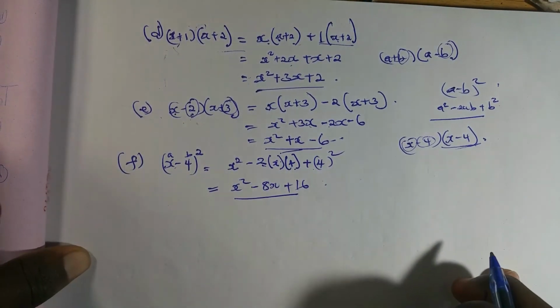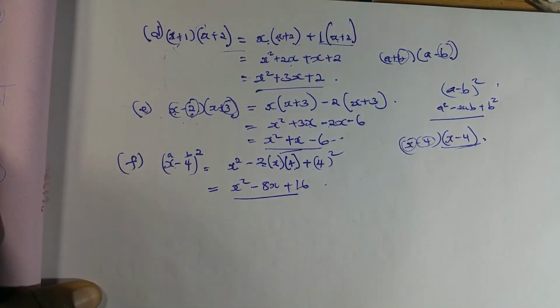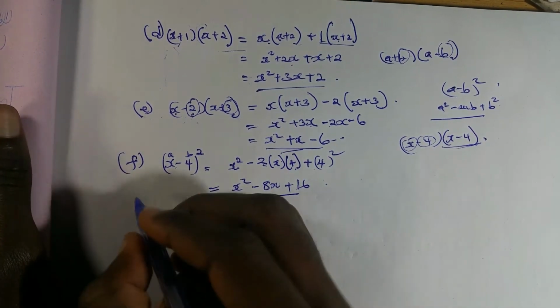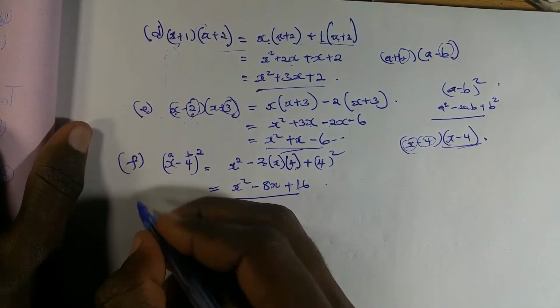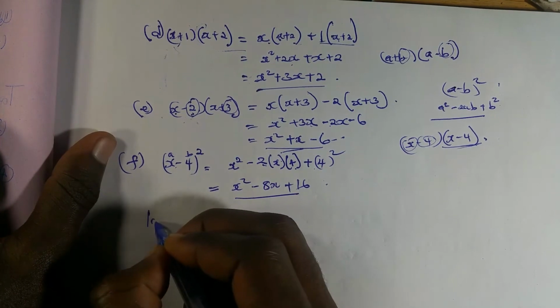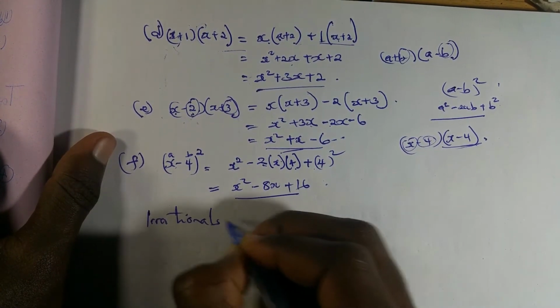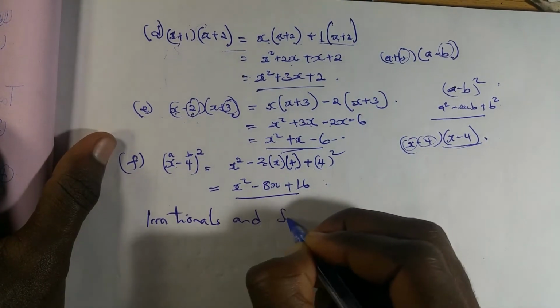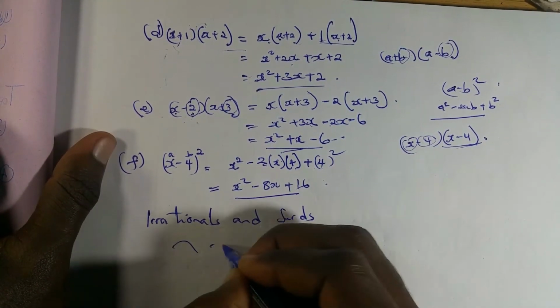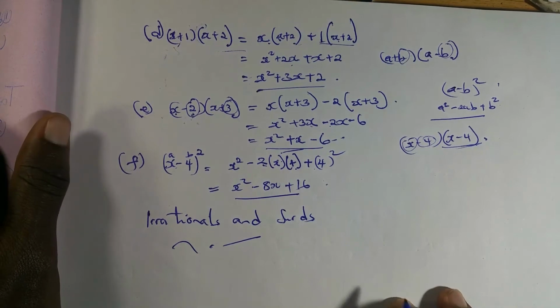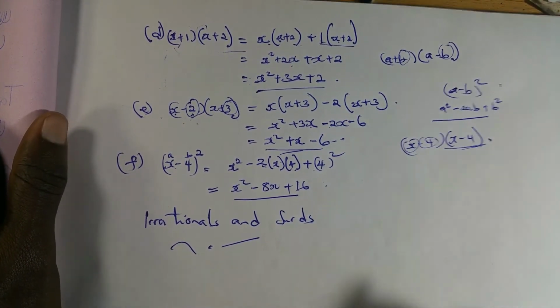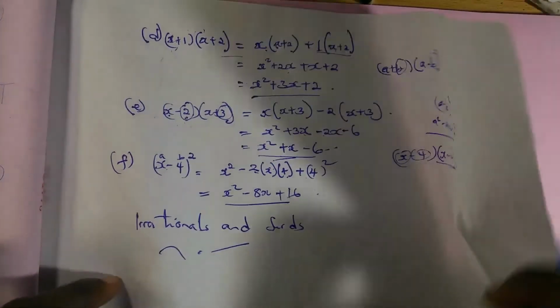Okay, then maybe we can now go to some other review. Let's review irrationals and surds. Here we're basically going to recall the properties of rational numbers.